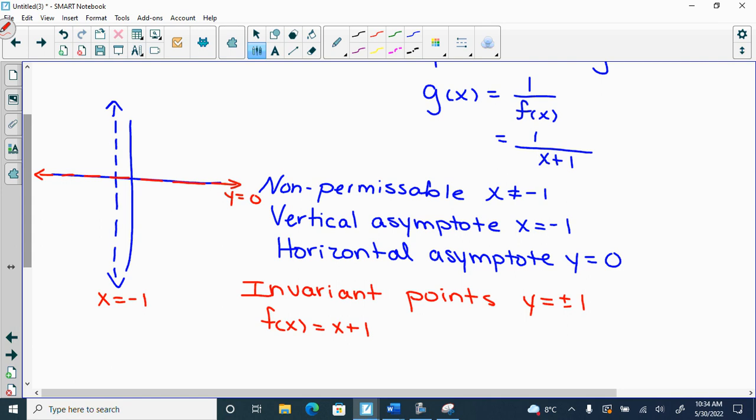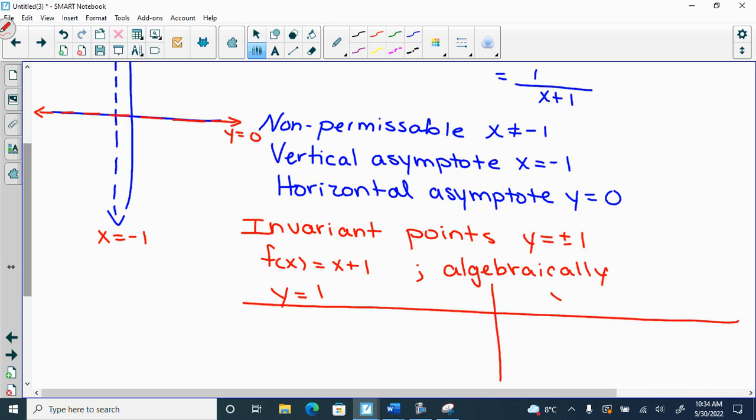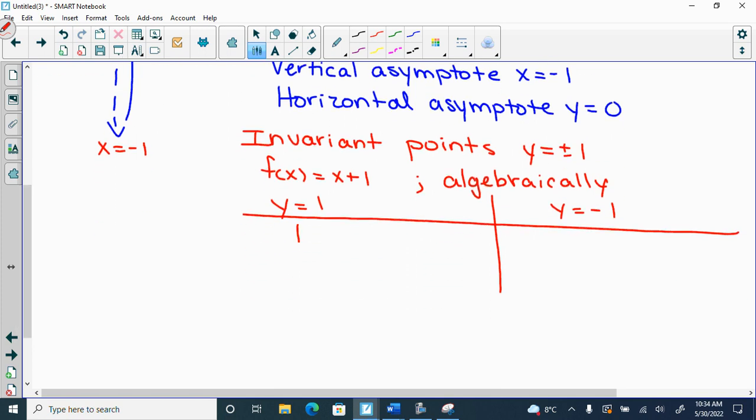So if I want to find invariant points algebraically, I set y equal to 1 and solve, and y equal to negative 1 and solve. So I would go 1 equals x plus 1. Now, why can I use this function and I don't have to use the reciprocal one to get its coordinate? Invariant points means they do not change, correct? So I could use the original equation and solve it, or the reciprocal function and solve it, and I'm going to get the same point, correct? Because the coordinate doesn't change. We agree? So the easier function to use is the original, because 1 over it will get you the exact same answer.